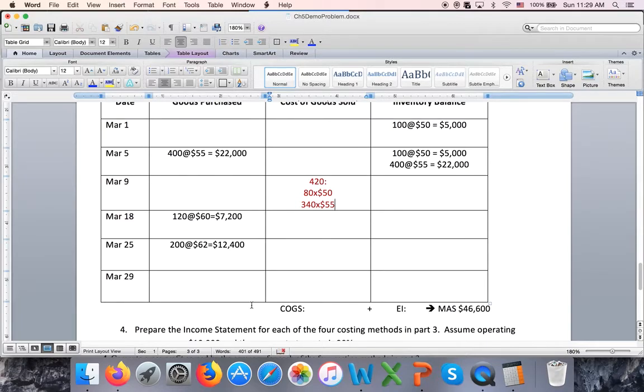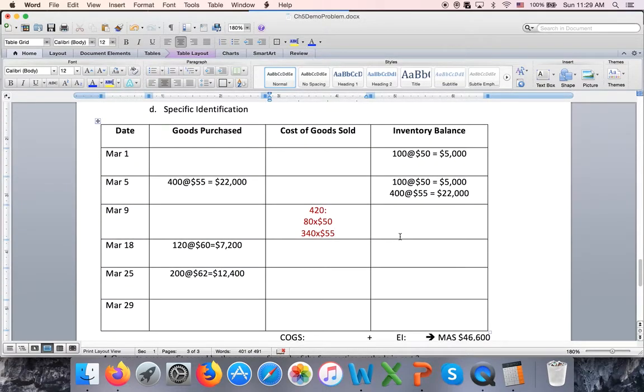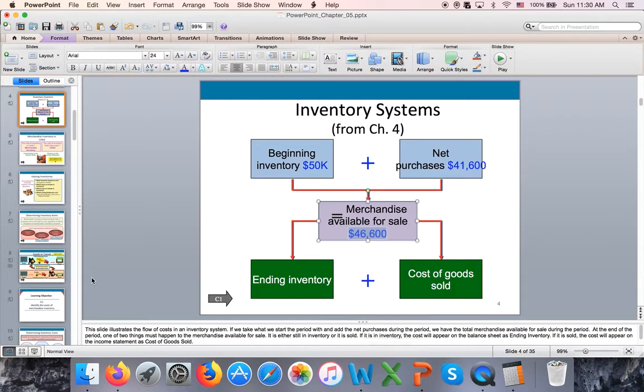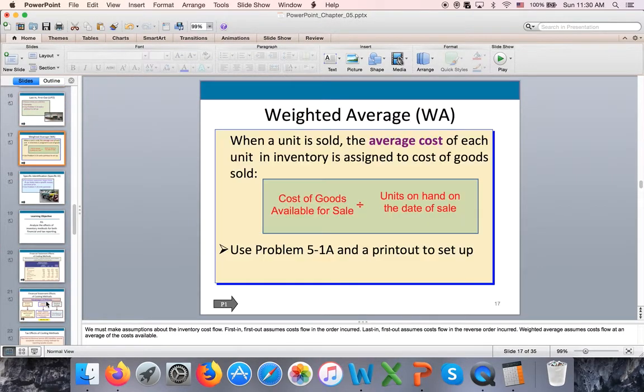And for March 29th, again, they tell you which items you sell. So I'm not going to fill out the rest of this. Now, with specific identification, I do ask you to do it in your homework, but I'm not going to include it on the test as a separate problem because it's a rare method. It's not used as much. Okay, let me come back here and finish up. Okay, so we've used all four methods.